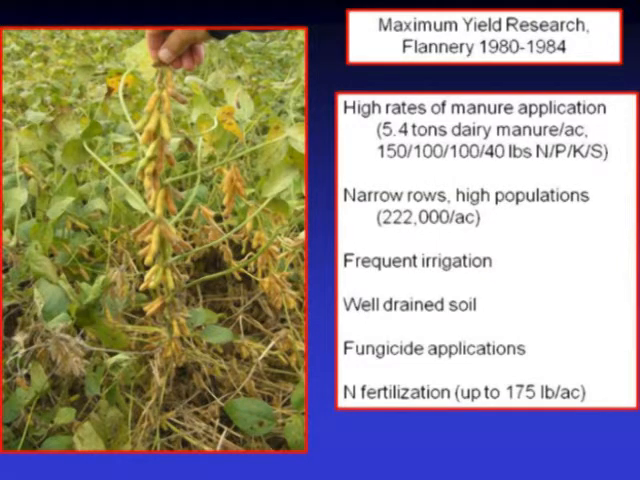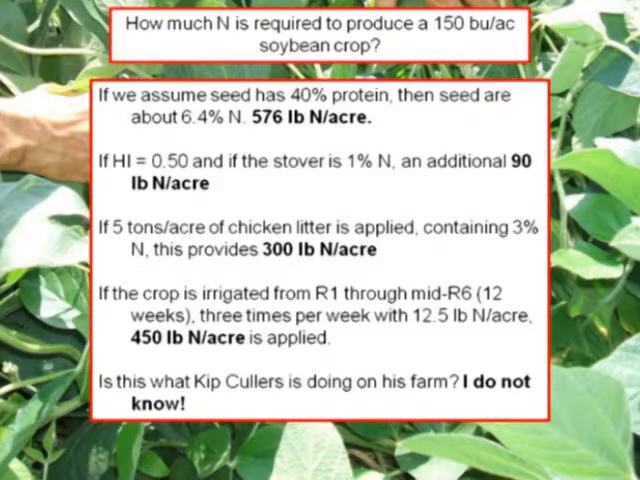He was using, I believe, an Asgrow 3.3 variety in this experiment. Yields have come a long way, of course, since the mid-1980s and what our absolute yield potential is. But this production system had yields of around 117 bushels per acre. So how much nitrogen is required to produce a 150 bushel per acre soybean crop?